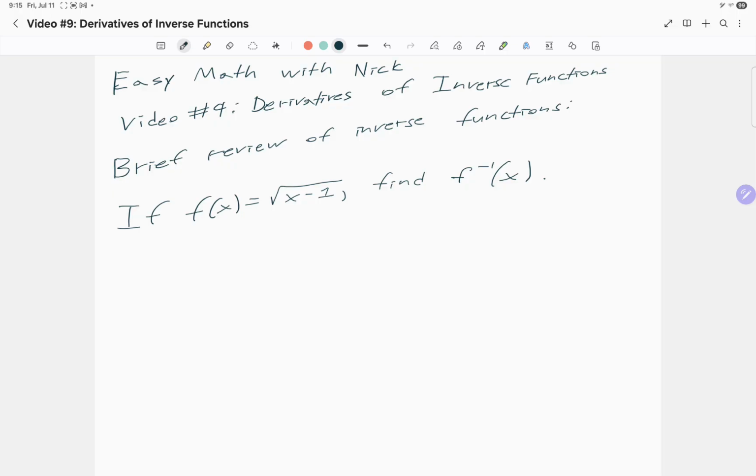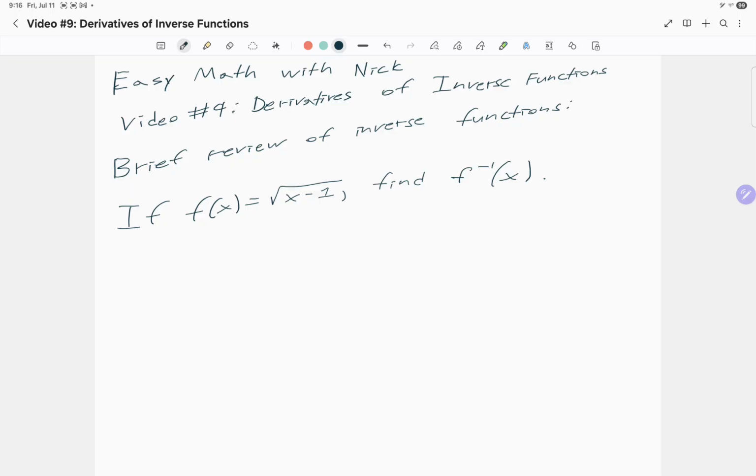Today's topic is not the statistics, however. We're going back to calculus to talk about the derivatives of inverse functions today. I don't know why my writing is sort of angled. Let me make my computer straight so I don't write at an angle.